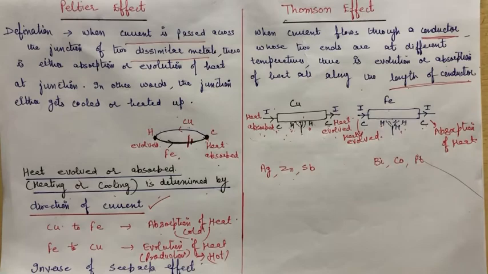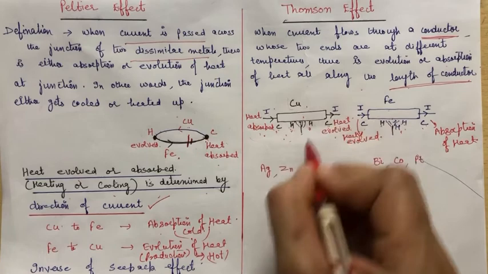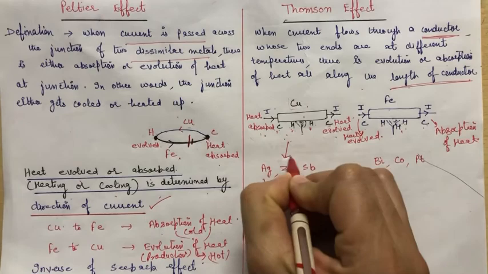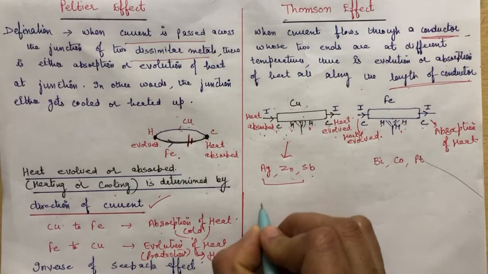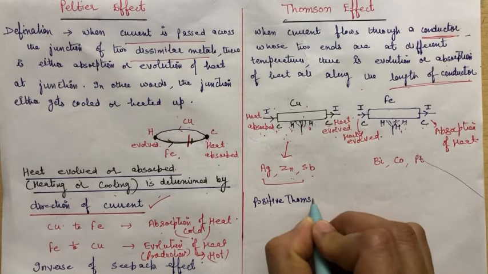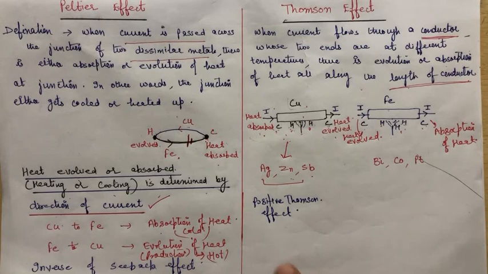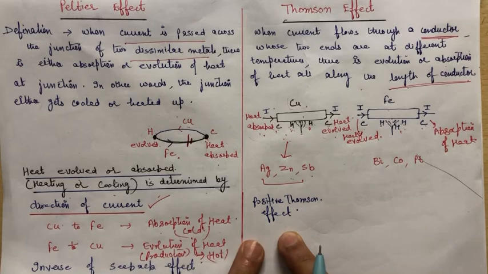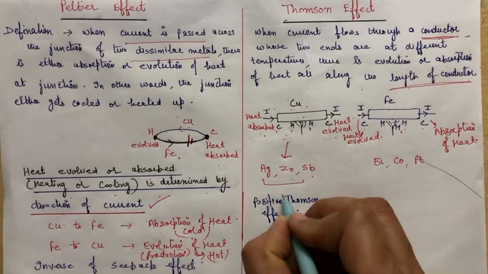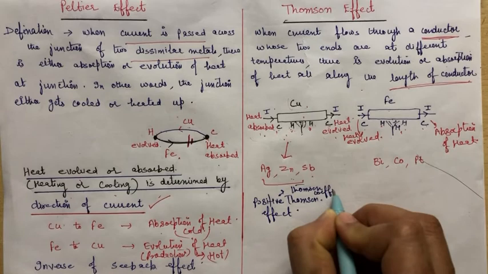So that's why metals like copper, Ag silver, zinc, antimony, these are just like copper, and they have a positive Thomson effect. Clear? Or you can say the Thomson coefficient is positive for these metals. I will tell you in the next part what the Thomson coefficient is.